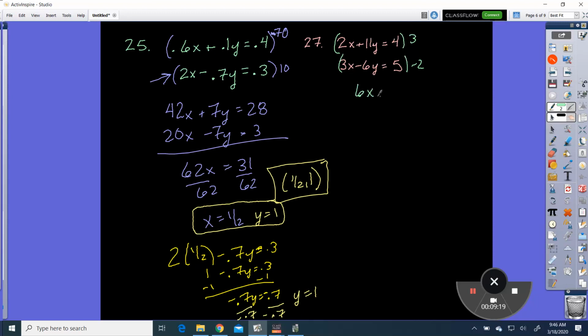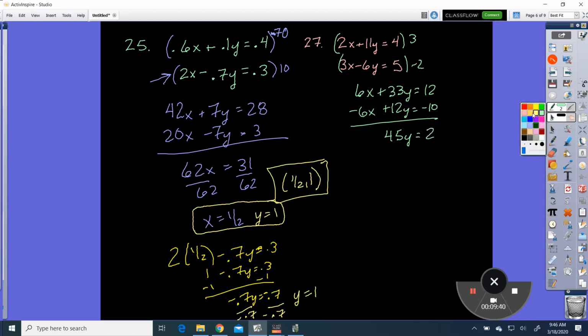So now I have 6x plus 33y equals 12. Negative 2 times 3 is negative 6x. Negative 2 times negative 6 is positive 12y equals negative 10. So the x's go away. 33 plus 12 is 45y equals 2. So now I divide this by 45.